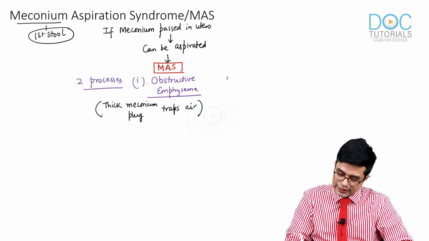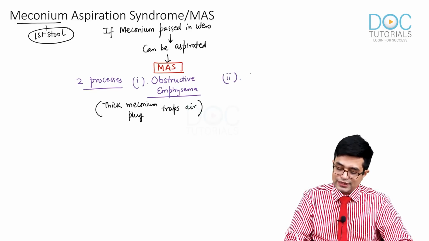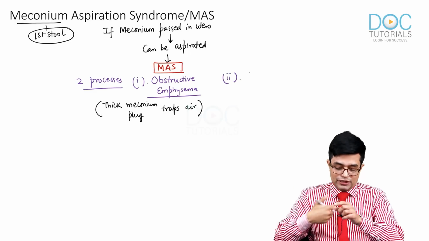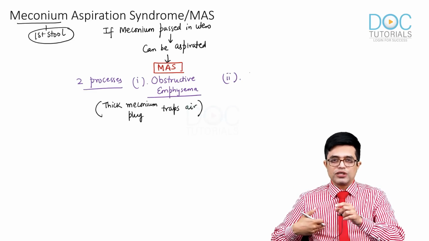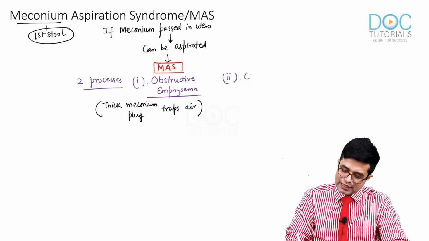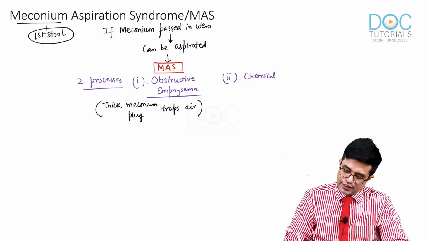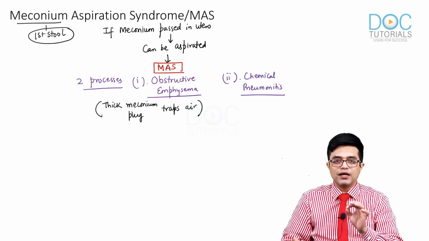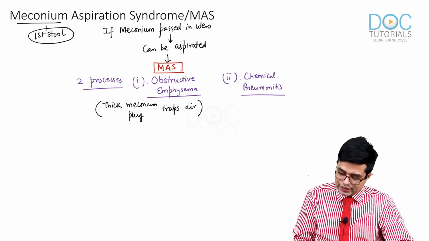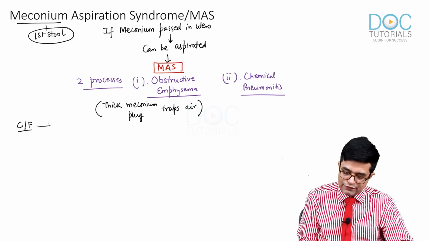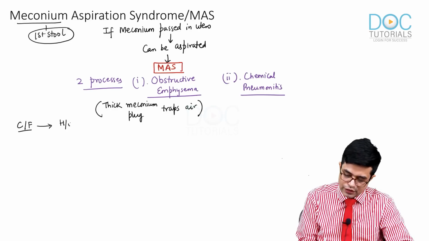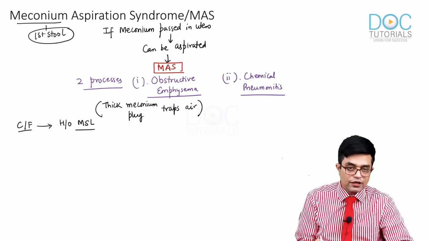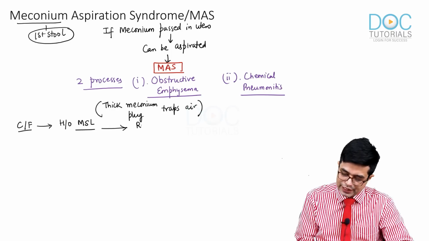The second process involved in meconium aspiration syndrome is that the thin, semi-solid component will trickle down, reach the alveoli and cause intense inflammation. We call it chemical pneumonitis. So the clinical manifestations of meconium aspiration syndrome arise due to both obstructive emphysema and chemical pneumonitis. So clinical features: a history of meconium stained liquor will be there, followed by onset of respiratory distress, tachypnea, retraction and grunting.